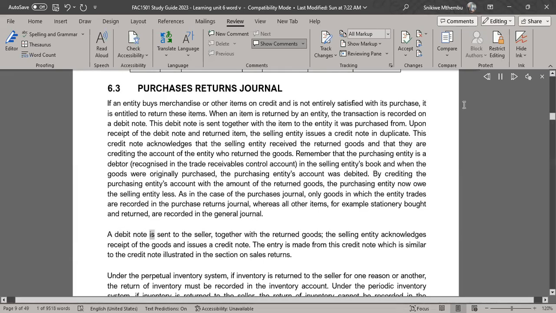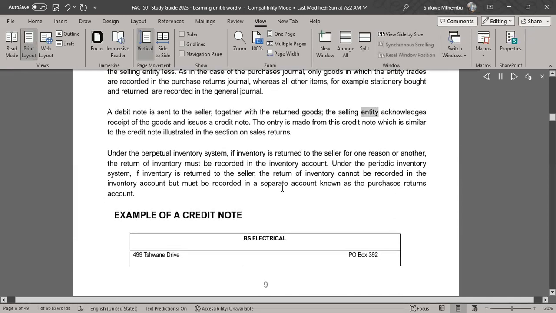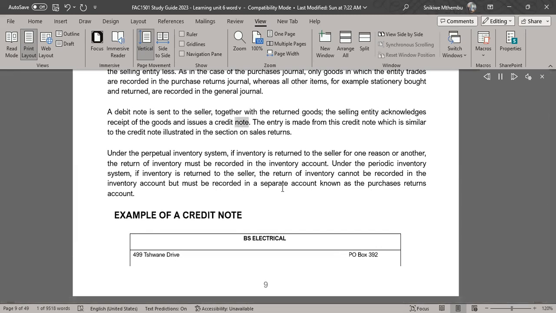A debit note is sent to the seller, together with the returned goods. The selling entity acknowledges receipt of the goods and issues a credit note. The entry is made from this credit note, which is similar to the credit note illustrated in the section on sales returns.